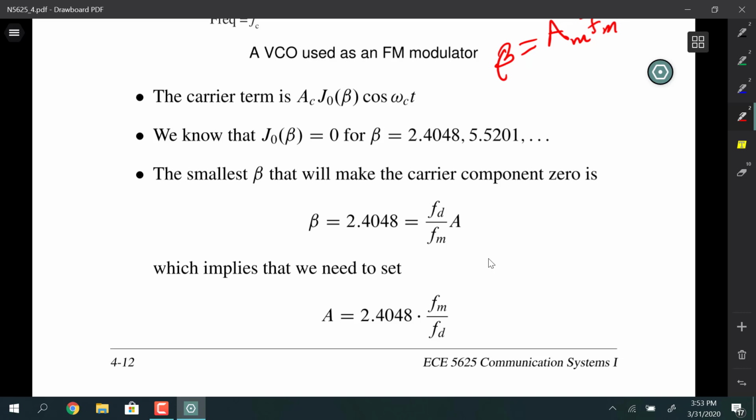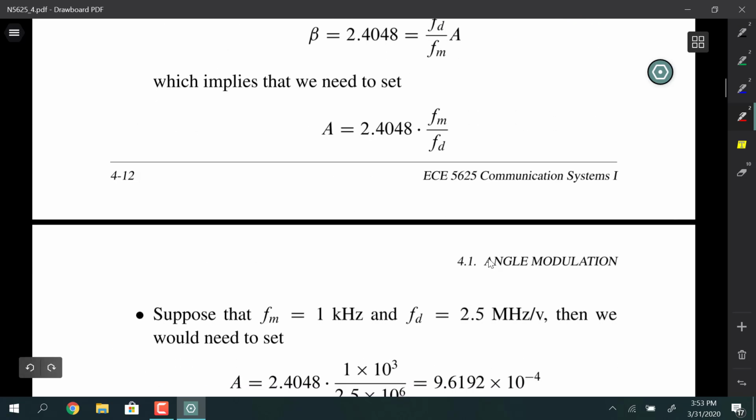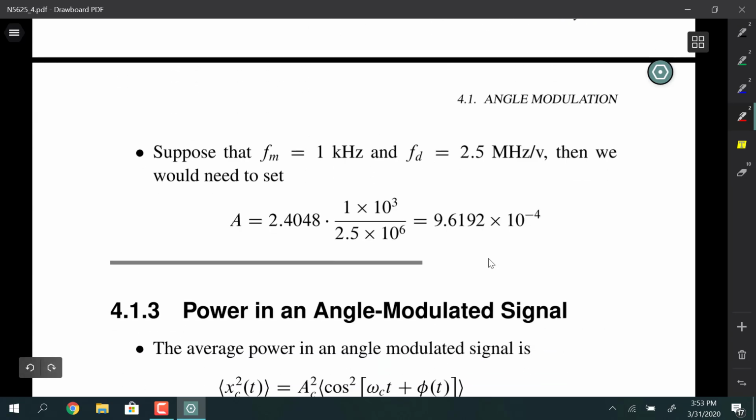To complete this problem, you'd actually need to know what the tone frequency is and then what the deviation constant is for the oscillator. In this case, I applied some values here. I said suppose fm is 1 kilohertz and suppose the deviation constant of the VCO is 2.5 megahertz per volt. Then the amplitude A is 9.6192 times 10 to the minus fourth.